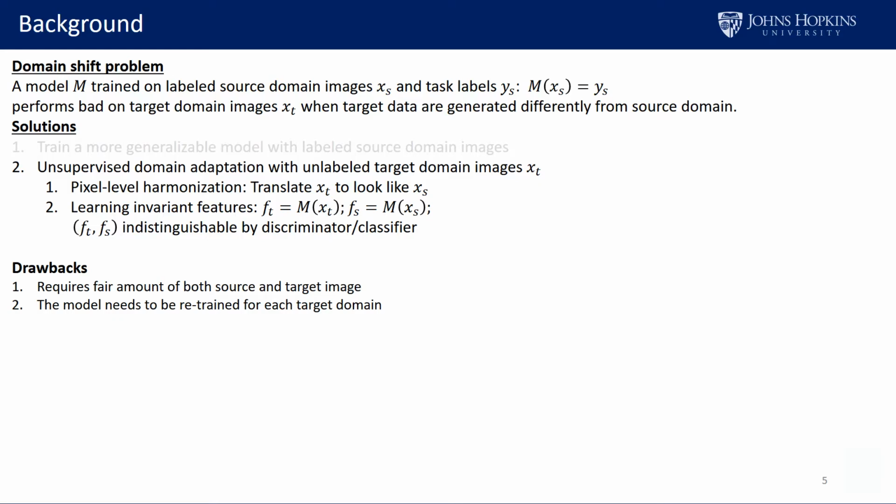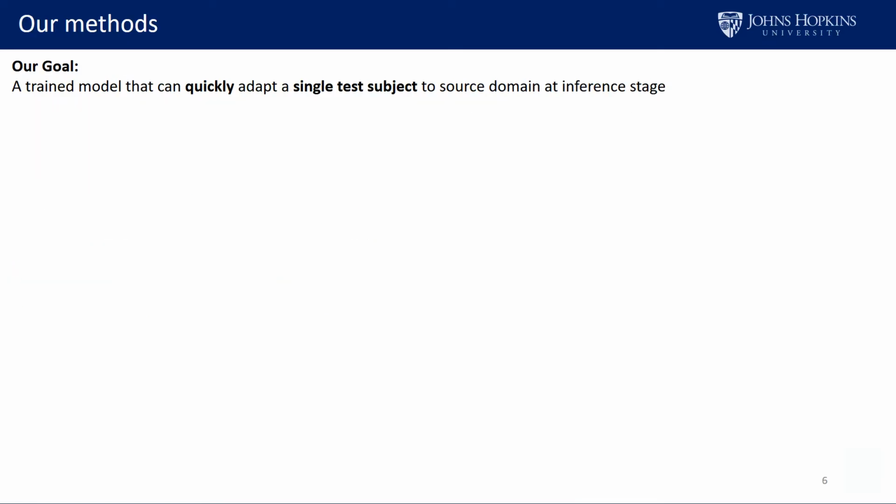The second is to train a model M to learn domain invariant features. We train the model M such that the target features Ft and the source features Fs are not distinguishable by discriminators or classifiers. The drawbacks of the currently existing unsupervised domain adaptation methods include requiring a fair amount of both source and target domain images, and the model needs to be retrained for each target domain. So the ideal case and our goal is to find a trained model that can quickly adapt a single test subject to source domain at inference stage.